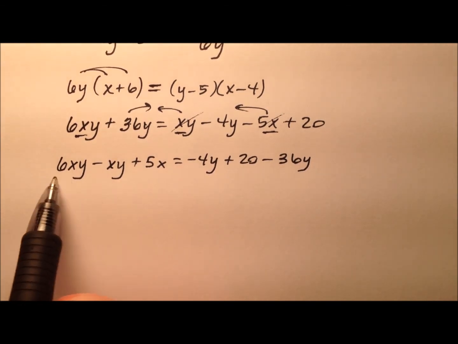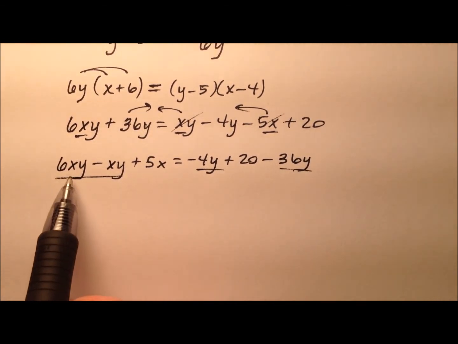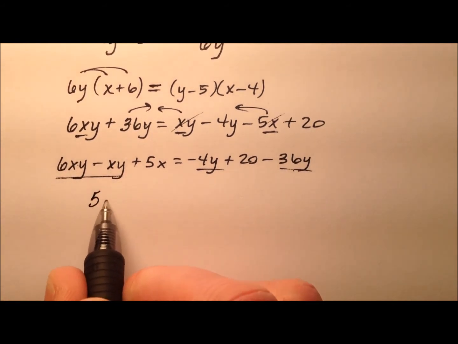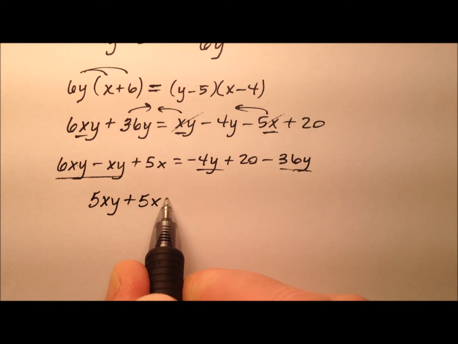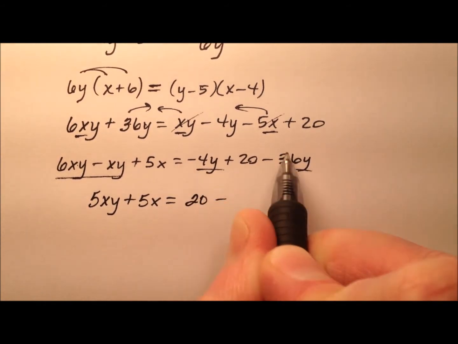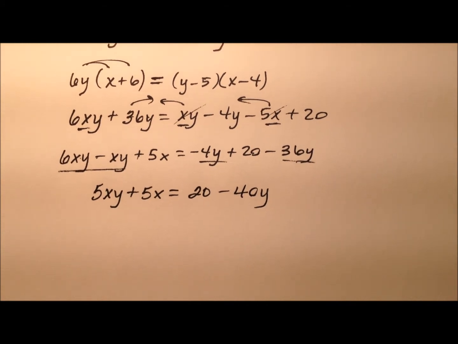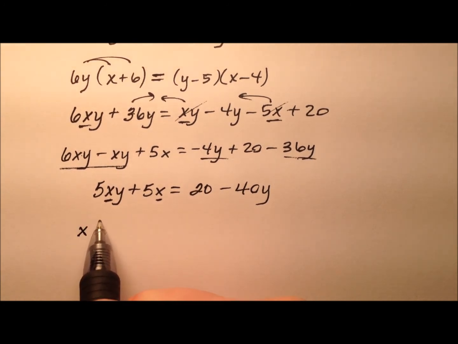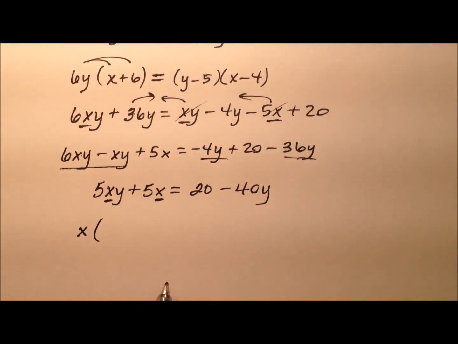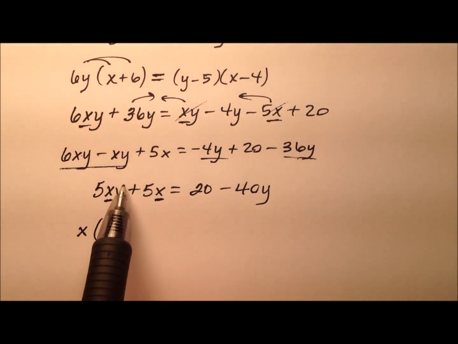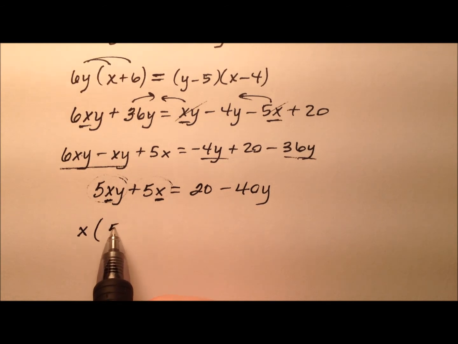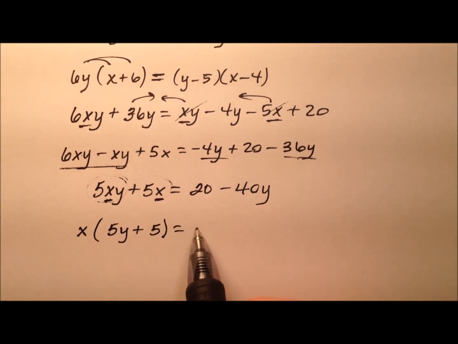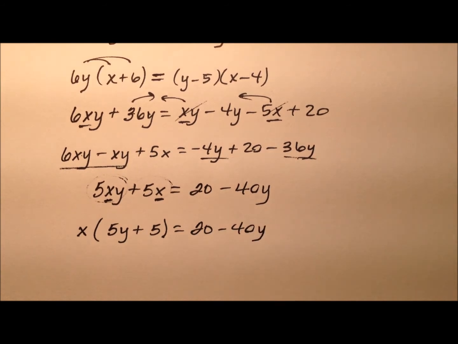So solving for x here, it looks like we have some like terms we can combine on either side. So 6xy minus xy will give us 5xy, and then plus that 5x. And then here it looks like we can do 20 minus 40y. All right, well, here's an x and here's an x. And once again, we see that we have two terms, and they're not like terms, but they do both include an x. So we need to factor that x out, and so we'll do a little backwards distributive property. And once we have this x on the outside, we'll divide x out of each of these terms. So it looks like 5y plus 5 will equal that 20 minus 40y.